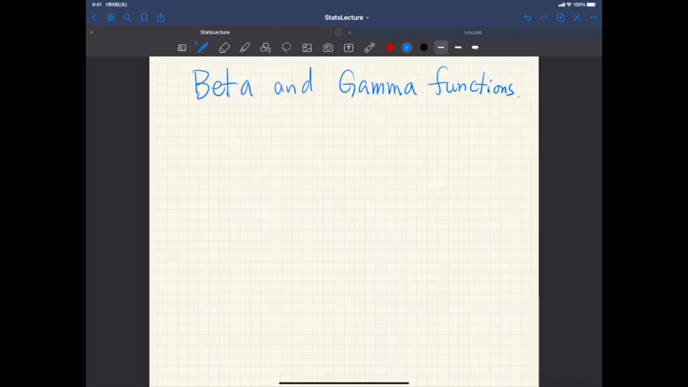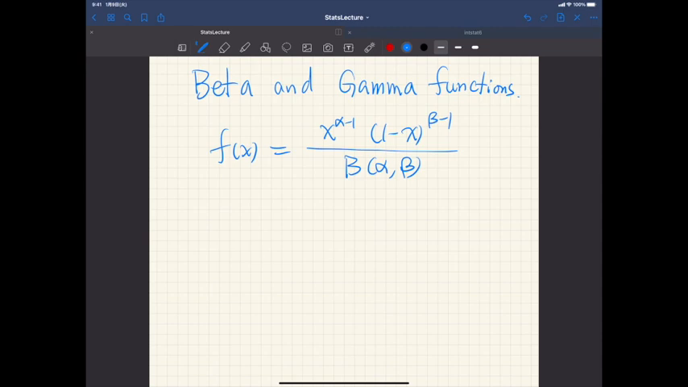Now let's study a little bit more about the beta function that we found in the density function of the beta distribution. So in that density function, let's write it again. We had x^(α-1), (1-x)^(β-1), and here's the beta function. Since the density function, when integrated over all the range of the random variable, that is from 0 to 1, it must be 1, right?